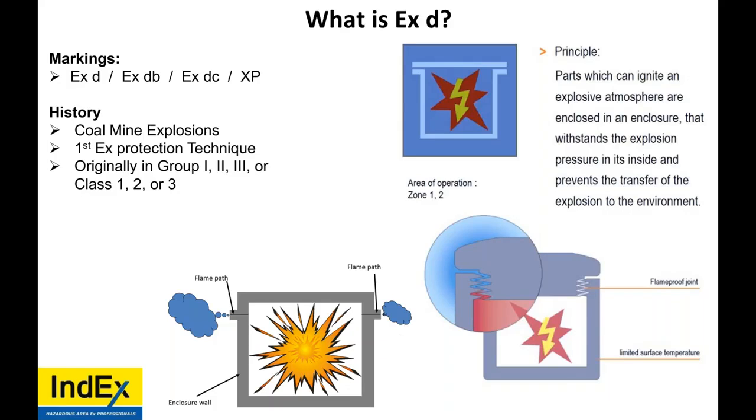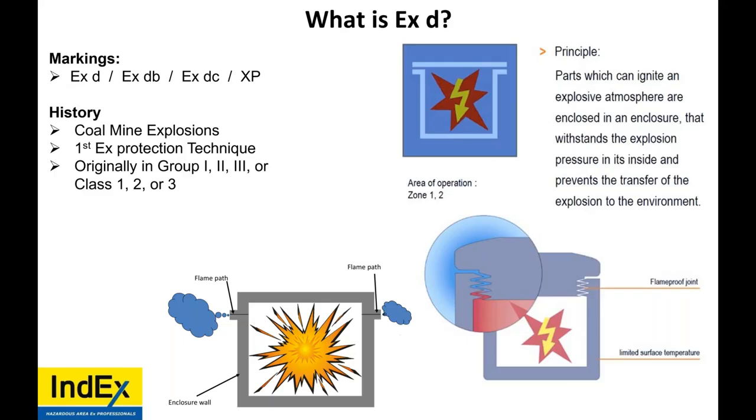Also, by the hot air going through that gap, the body of the EXD device then acts as a heat sink. It sucks the heat completely out of that gas-air mixture so that when it goes outside, it will not be sufficiently hot enough to ignite the external atmosphere.